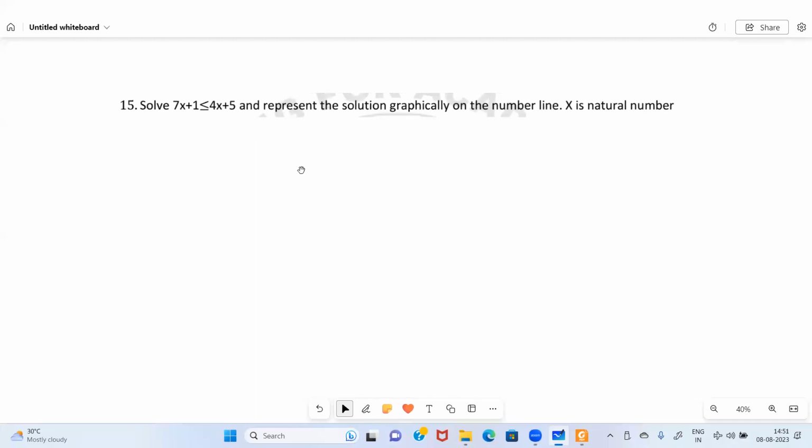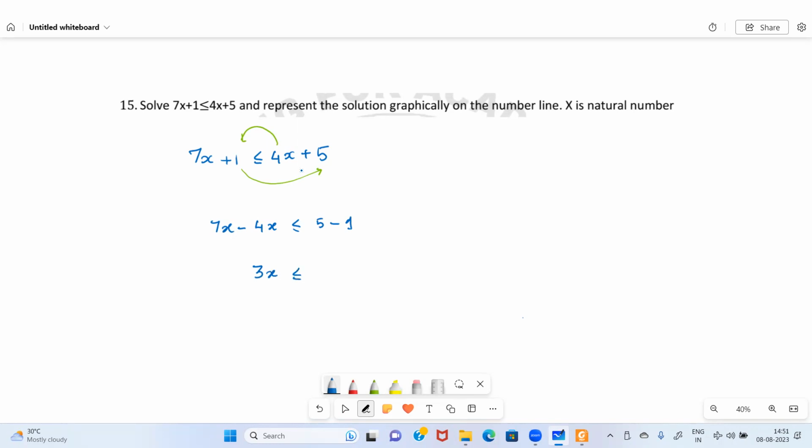Solve the question 7x plus 1 less than or equal to 4x plus 5 and represent the solution graphically on the number line. X is a natural number. Seven x plus 1 is less than or equal to 4x plus 5. So I can bring 4x to the side and I can take 1 this side. So this becomes 7x minus 4x less than or equal to 5 minus 1. 7x minus 4x is 3x. That's going to be less than or equal to 4. Or in other words, x is less than or equal to 4 by 3.